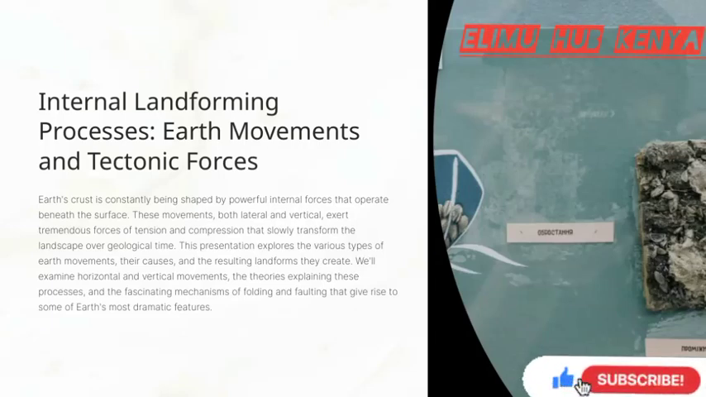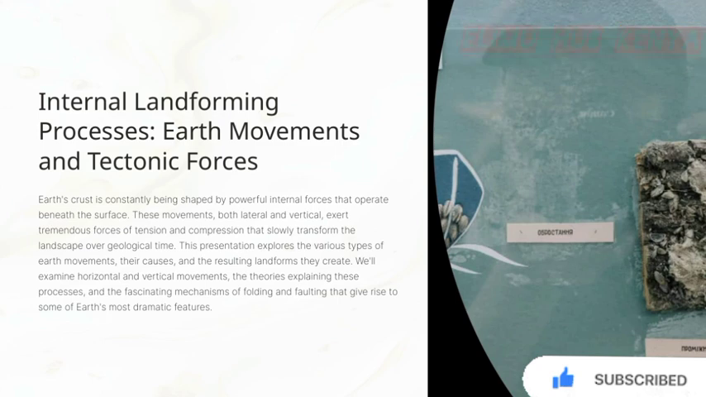I'm excited to introduce our topic, internal landforming processes, focusing on Earth movements and tectonic forces. In this presentation, we'll explore how the Earth's crust is shaped by powerful internal forces that operate beneath the surface. We'll look at both lateral and vertical movements, their causes, and the fascinating landforms they create. We'll also delve into the theories behind these processes and examine mechanisms like folding and faulting that produce some of Earth's most dramatic features. So, let's get started.